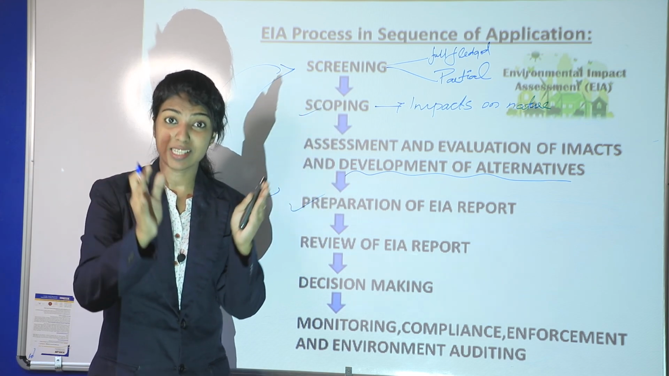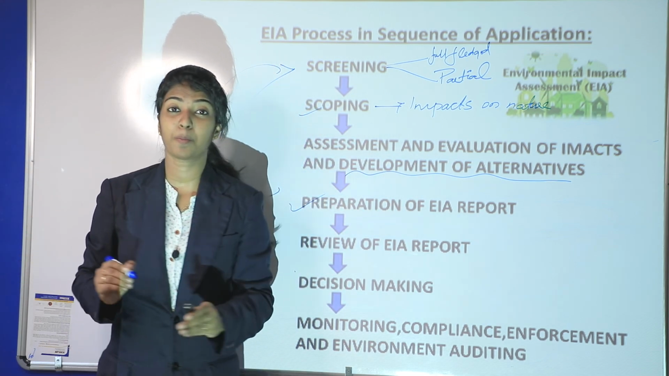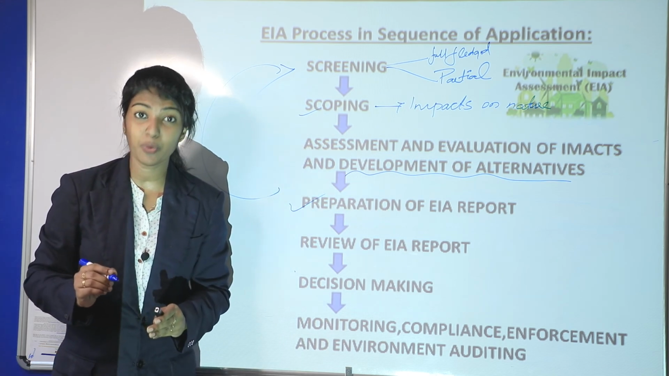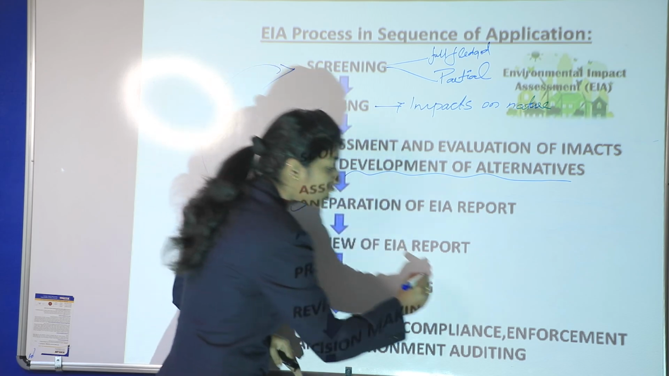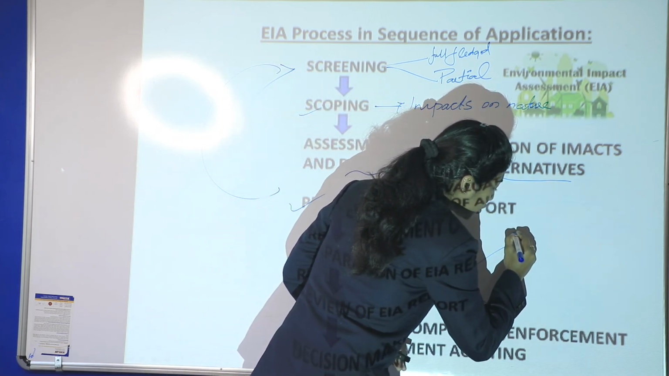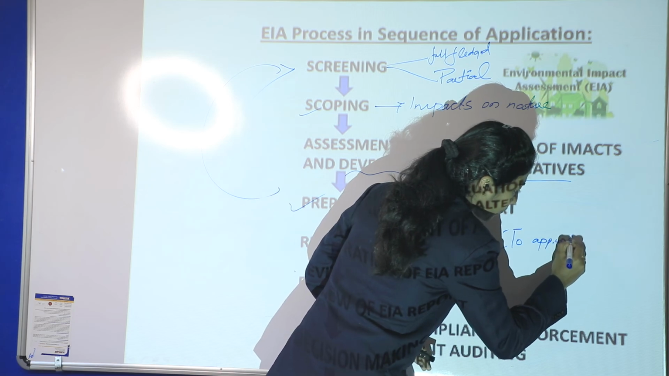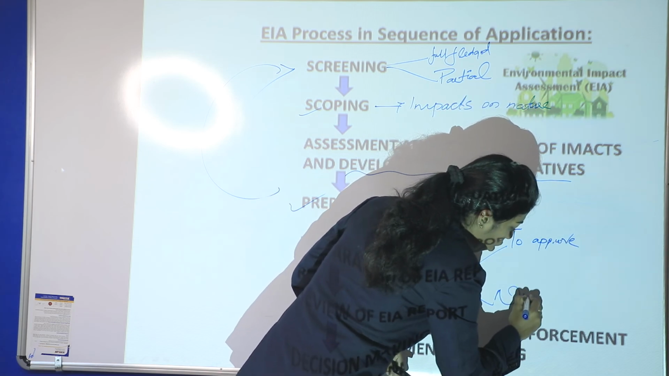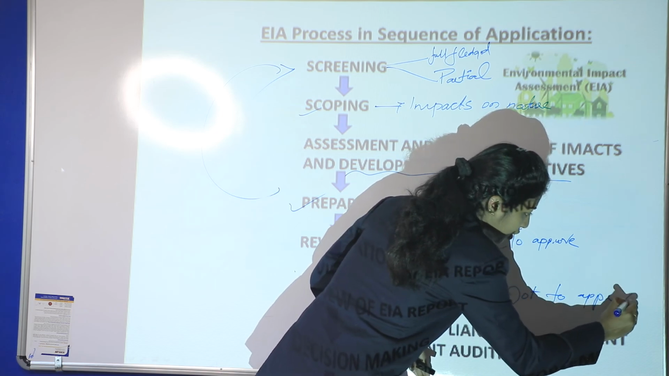After completing the review system, the decision making phase comes into effect. In the decision phase, we are taking two decisions: whether to approve a particular project or not to approve a particular project.